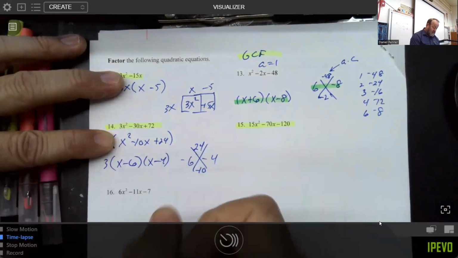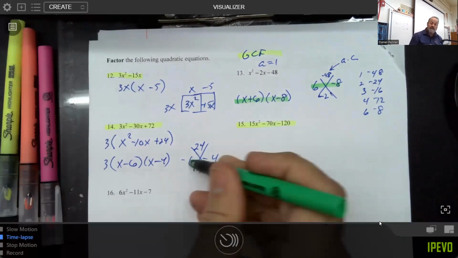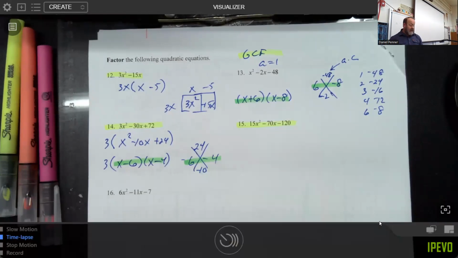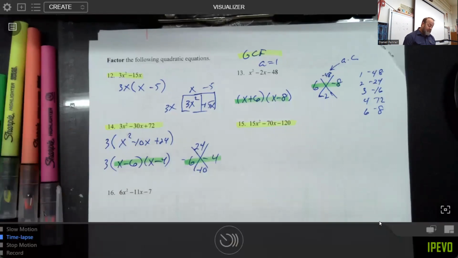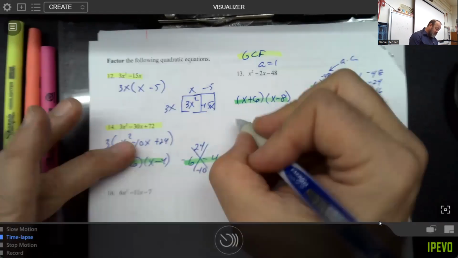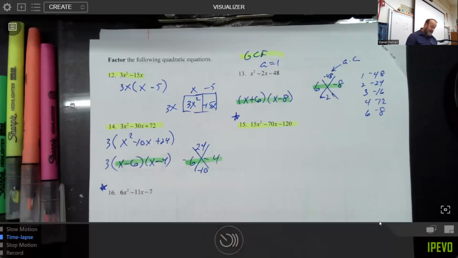Again, I don't really need to do the full box method for this problem because after I pulled out the GCF, I got a coefficient of 1. Now, that falls apart on number 15. This is the hardest. These two problems right here are the tougher questions as we go through them.